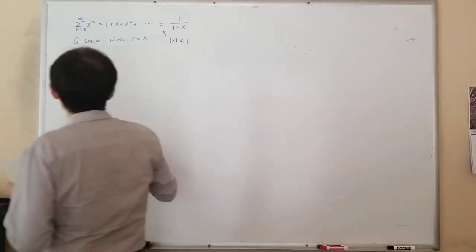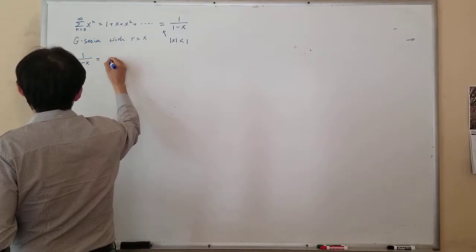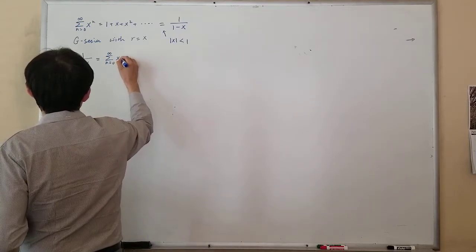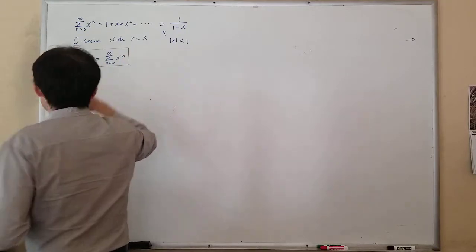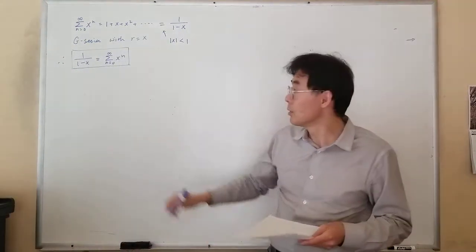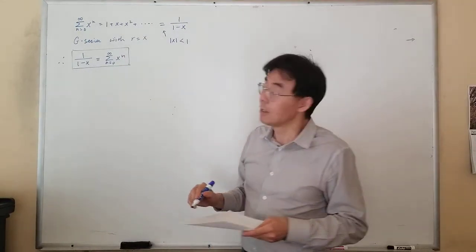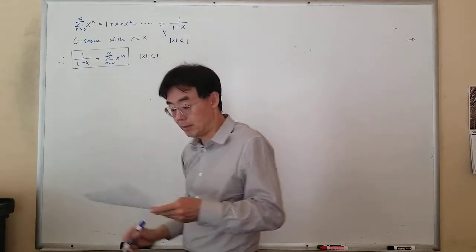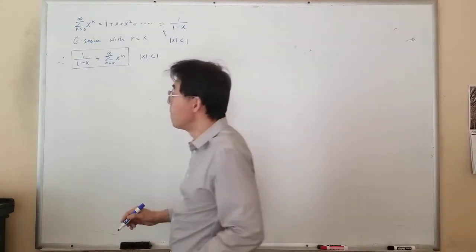So we have this, and this is the basis of everything that comes after. The power series of the rational function 1 over 1 minus x equals the sum of x to the n, n runs from 0 to infinity, as long as the absolute value of x is less than 1.